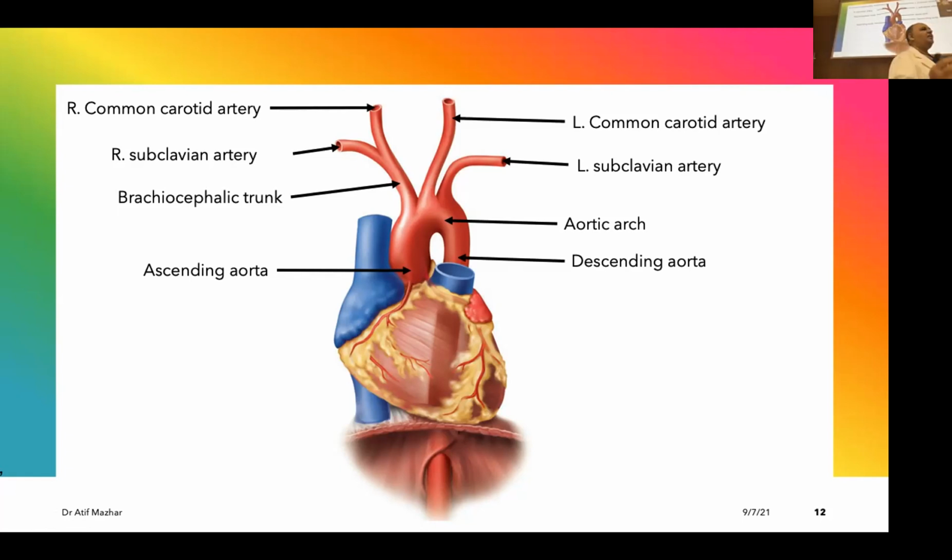But simply you need to remember the arch of aorta primarily gives three major branches. On the right side, you have the brachiocephalic trunk, which becomes right common carotid, which goes to my head and neck, and right subclavian. But for the left side, I have left common carotid coming directly from the arch, and left subclavian coming from the arch.